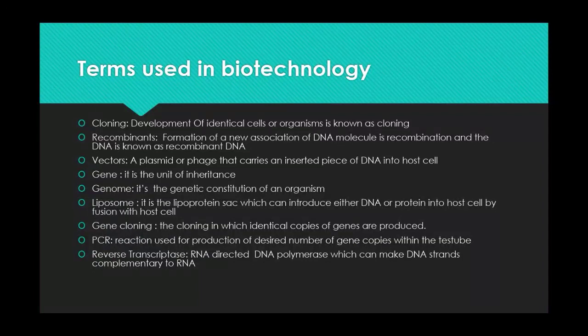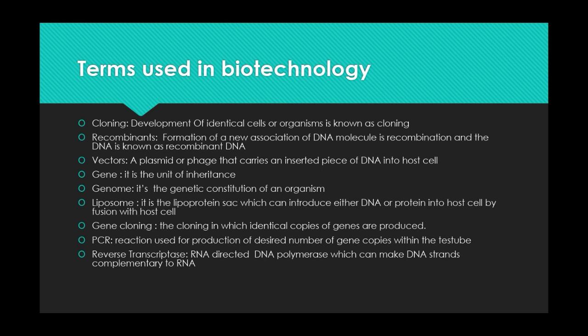Now, there are some special terms used in biotechnology. Cloning is the development of identical cells or organisms. In this process, the nucleus from the zygotic cell is removed and another nucleus from the somatic cell is inserted in its place. After the organism is allowed to develop, the new organism would be identical to the first one. Recombinants: formation of the new association of DNA, or the insertion of a foreign gene into a DNA, is known as recombination, and the DNA is known as recombinant DNA.